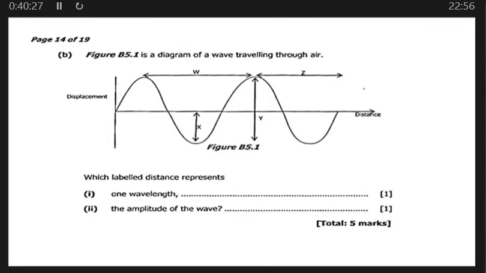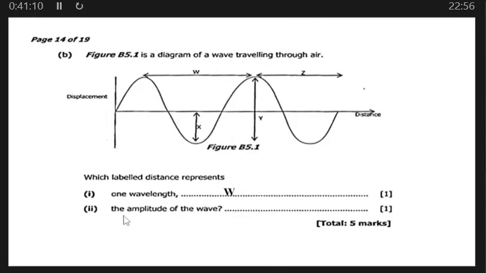So let's move to the next question, B. B says figure B5.1 is a diagram of a wave traveling through air. Which labeled distance represents one wavelength? So it is W. Wavelength is defined as the distance between two consecutive crests. These highest points of the wave we call crests, and the distance between the neighboring crests is what we call wavelength. So it is actually W.